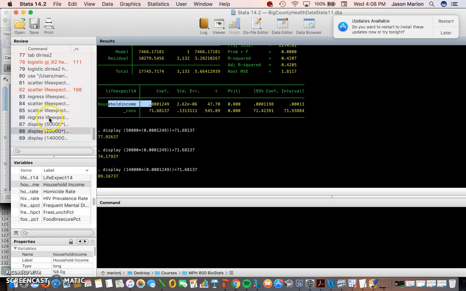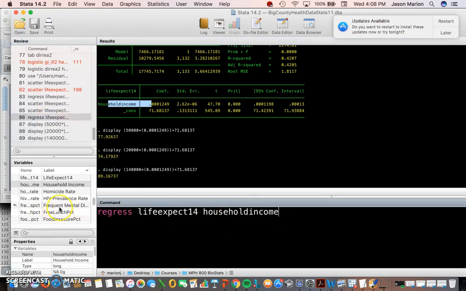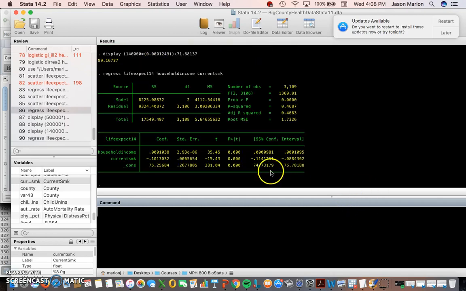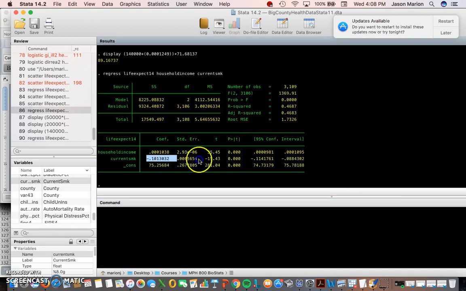Now, as you know, there may be more than one thing involved with life expectancy beyond household income. Maybe something like the percentage of the population that currently smokes. So now we've got a second x variable here. Current smoking achieved statistical significance, and now we understand 47% of the variability in the life expectancy data. So here we've got two x variables. Now it's y equals mx1 plus mx2 plus beta. So we've got two actual x's.